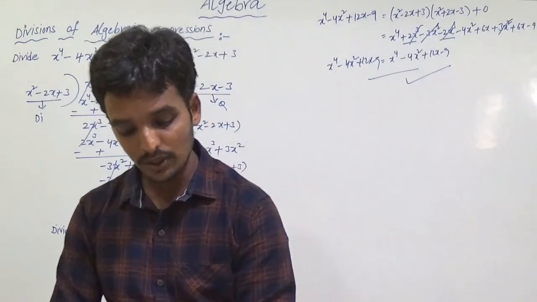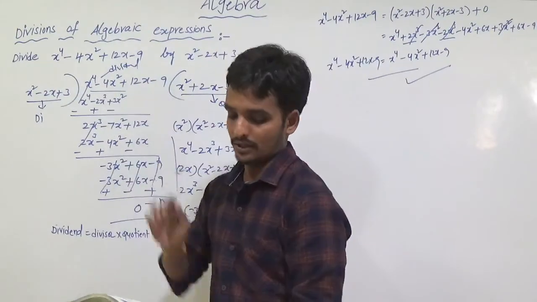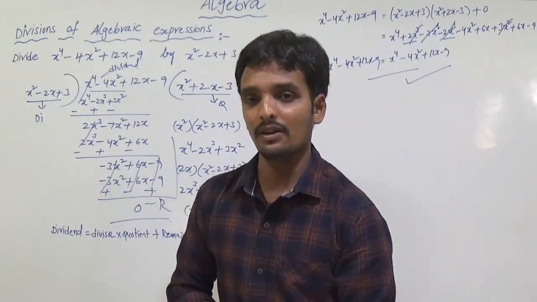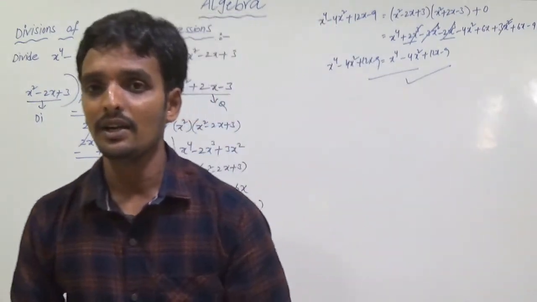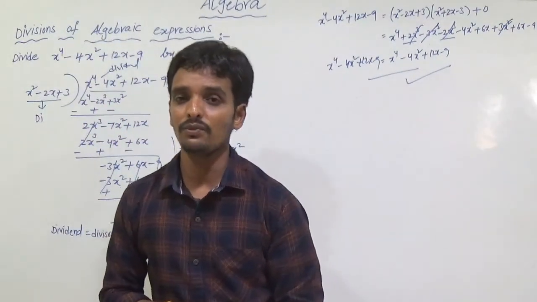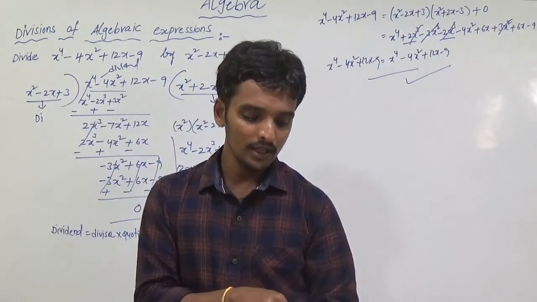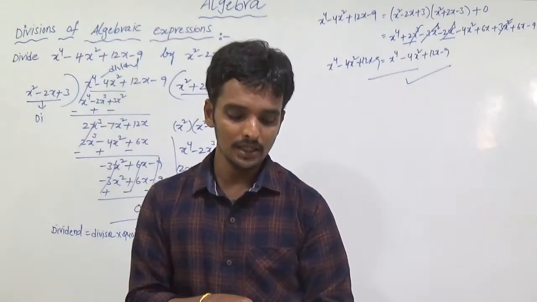If you see the 7th question, the area of the rectangle is given as the dividend, and the breadth is given. What is the formula for the area of a rectangle? Area of a rectangle is equal to length into breadth. So length is equal to area of a rectangle by breadth. We have to divide the first expression by the second expression.